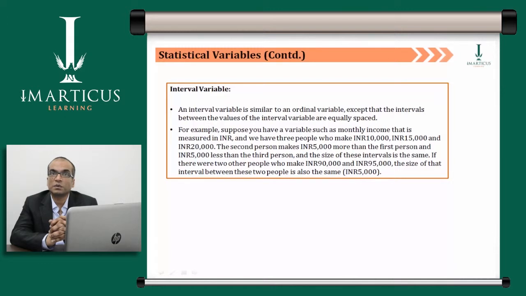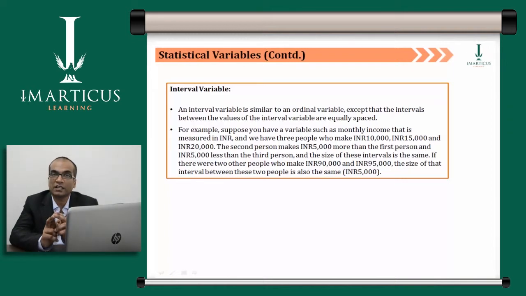So if there are two other people who make INR 90,000 and 95,000, the size of the interval between these two people is also the same, but the difference is in perspective. With 10,000 and 15,000, you can say that the second person is getting 5,000 more than the first person, but there is another set of people wherein the gap is also 5,000, but the values are 90,000 and 95,000, right? So it's about the interval. From the interval perspective, it is the same, but it does not have an absolute comparison.